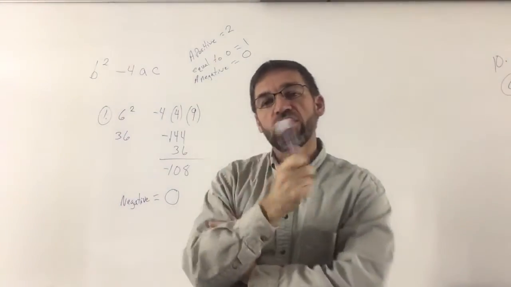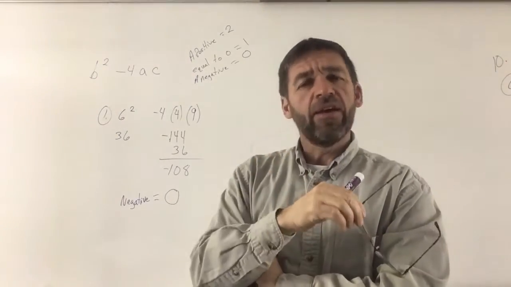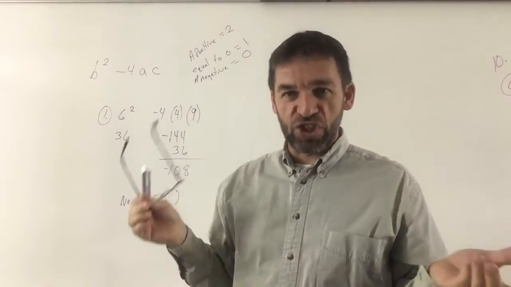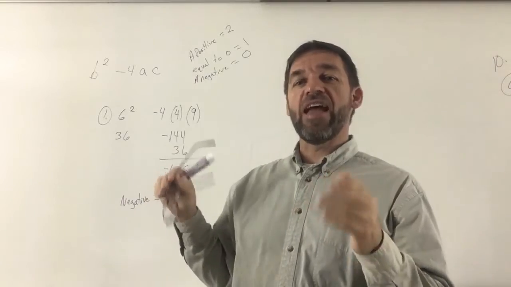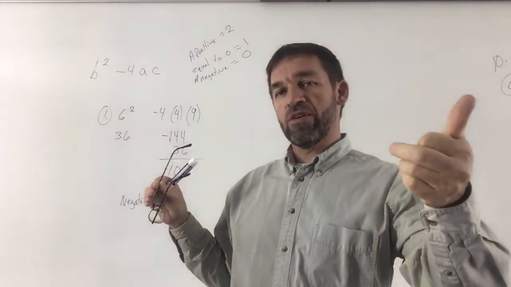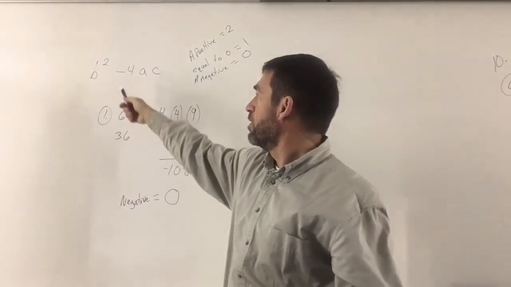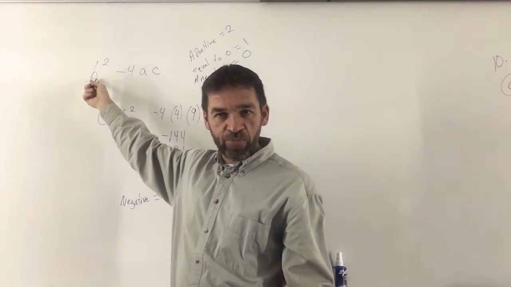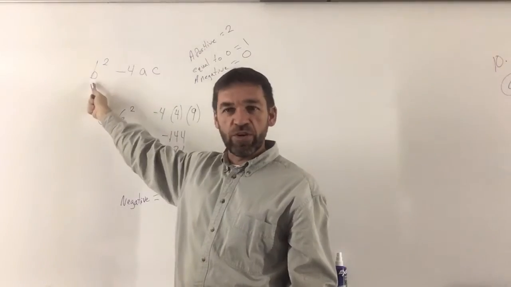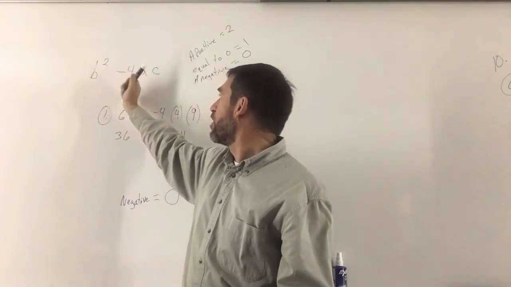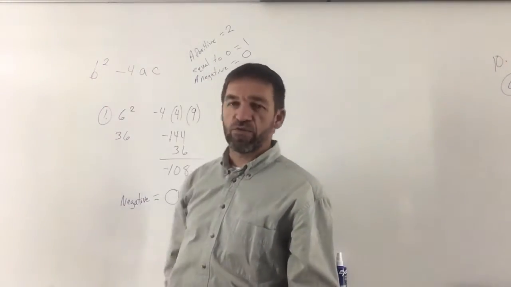And if you have a question, you say, oh, how do I know that? Well, it's real simple. You think about air conditioning. Air conditioning is abbreviated AC. So your first term and your last term go with negative 4. The b squared is your middle term. Then your first term and your last term go with the negative 4.